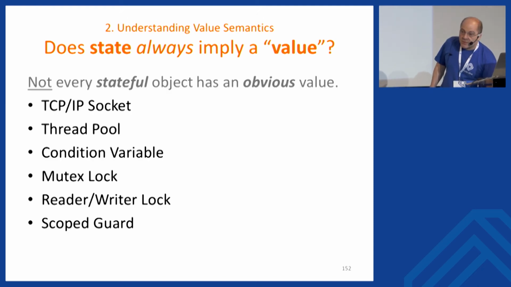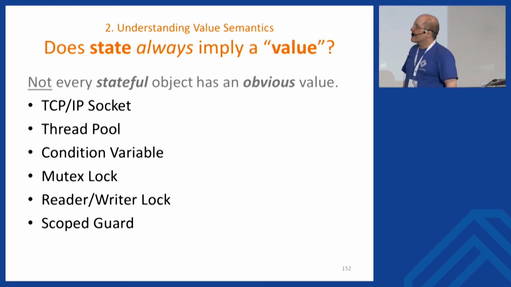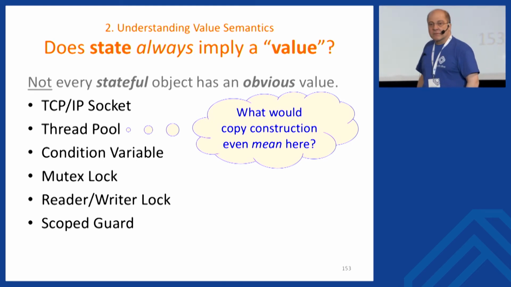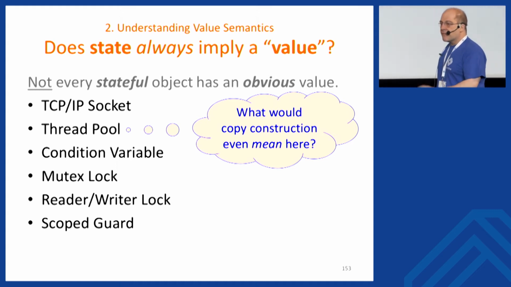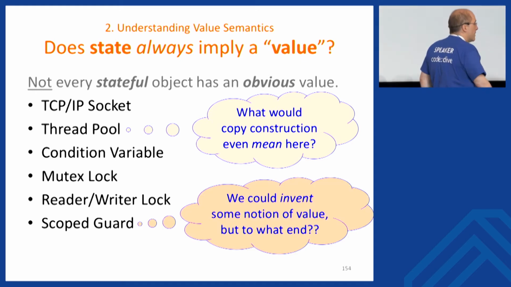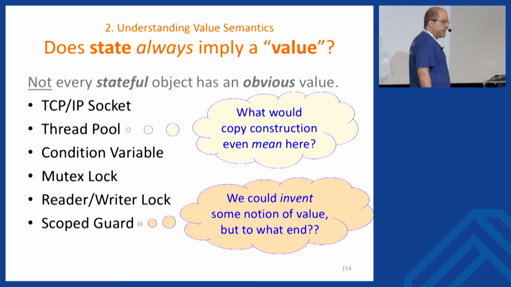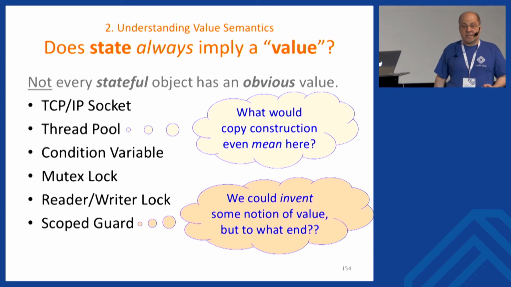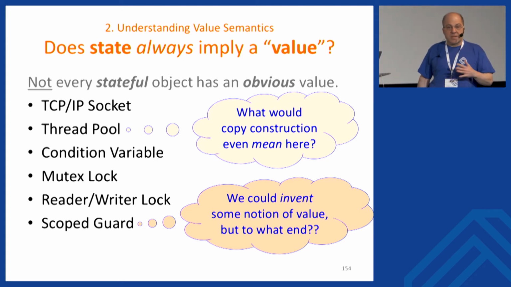Here are some stateful objects that don't have an obvious definition of value. What would it mean to copy construct a thread pool? If your boss told you, I want you to make sure that that thread pool has a copy constructor, what would you tell your boss? All right, that's another question. A scoped guard is the quintessential non-value type. What does a scoped guard do? It keeps track of a resource. It doesn't communicate anything. It does something, right? It gets rid of the resource when it goes out of scope.